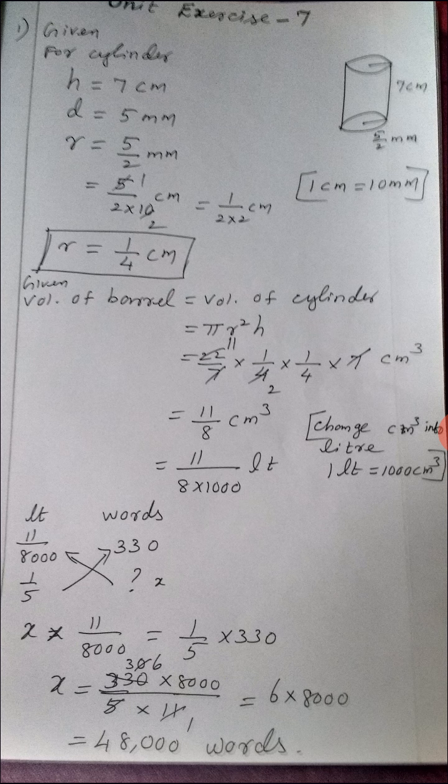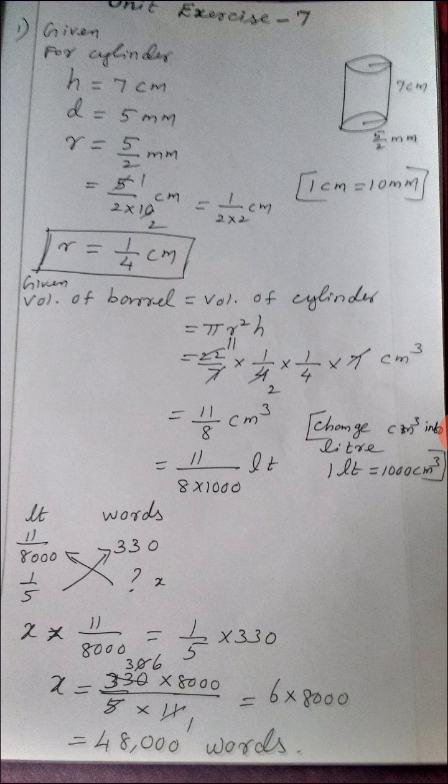Okay, then see next. We change the centimeter cube into liters. Why? In the question they given that the bottle of ink contains 1/5 of a liter. So I am converting the centimeter cube into liter. You know that 1 liter equals 1000 centimeter cube. Okay, so 11 by 8 into 1000 liter. That is converted centimeter cube into liter.